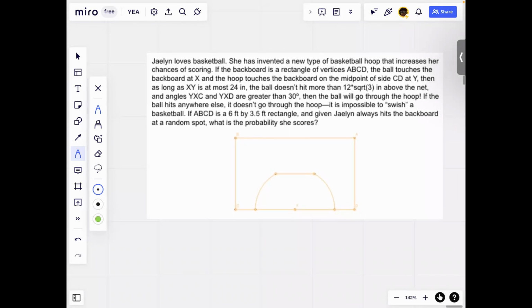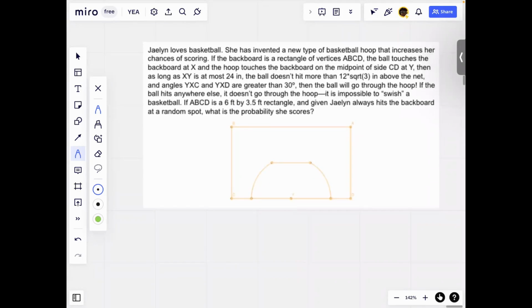Angles YXC and YXD are greater than, XYC and XYD are greater than 30 degrees. Then the ball will go through the hoop. If the ball hits anywhere else, it doesn't go through the hoop.